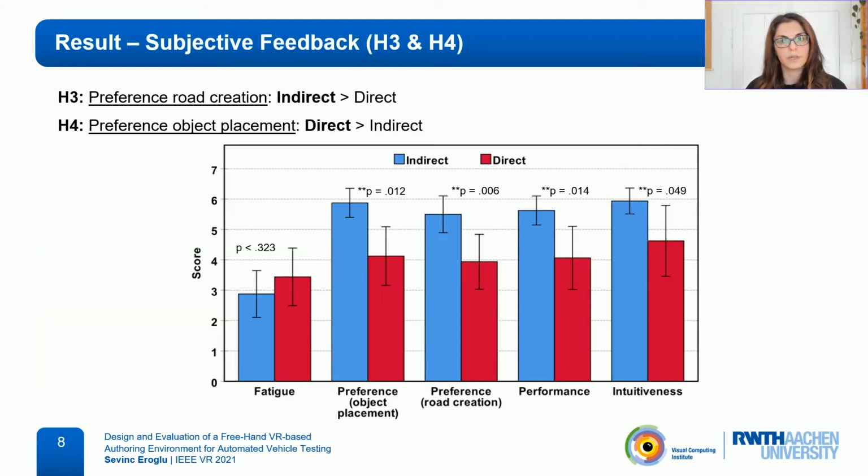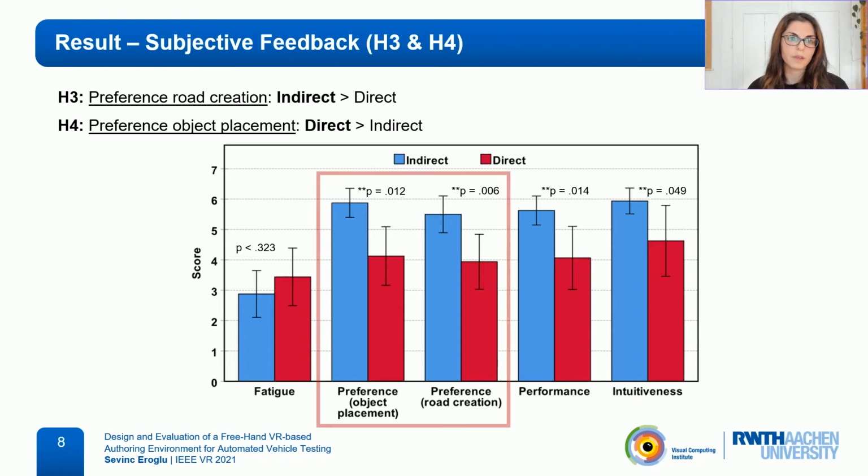Regarding hypotheses 3 and 4, a 7-point Likert scale subjective questionnaire was designed to be ranked after each of the conditions. And based on the results, indirect significantly outperformed direct regarding road creation and object placement. This confirms our hypothesis 3, but not 4. One possible reason is indicated by the qualitative feedback that we obtained during this study. Some participants found traveling by zooming with both hands to be less ergonomic than traveling via the 2D panel.